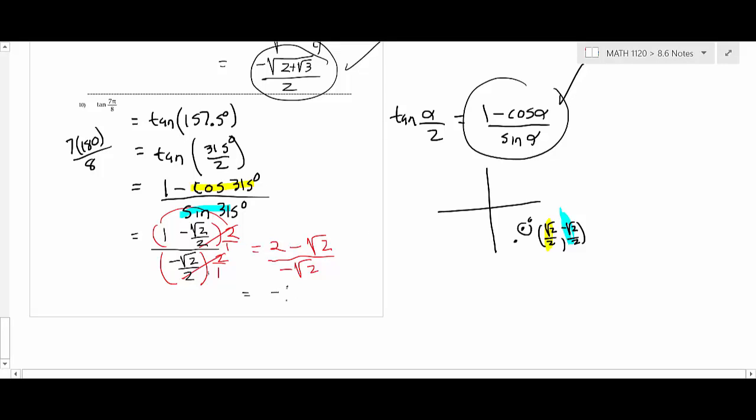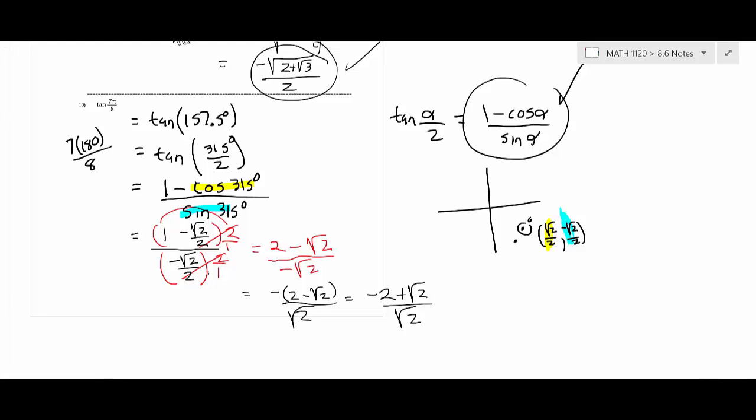Let's just write this as negative 2 minus root 2 over 2. And that's still a square root. Okay, distribute the negative through, and you can do that in your head if you want to. So now the only thing we need to do is rationalize the denominator, then we're done. We just need to multiply the top and the bottom by the square root of 2. So I'm going to multiply top and bottom by square root of 2.